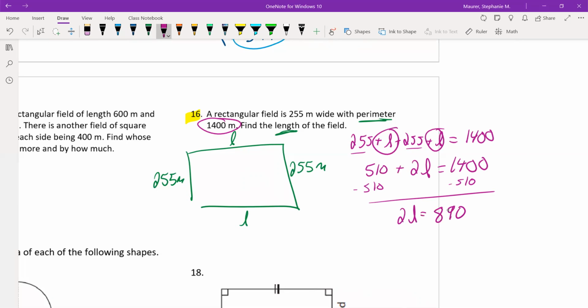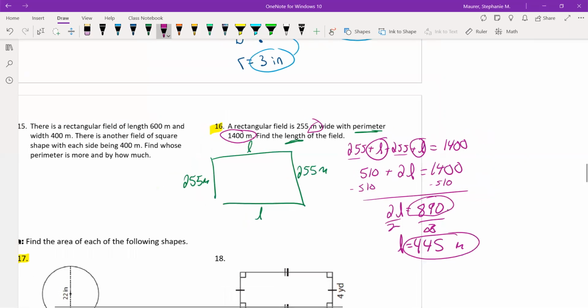Now 890 is the missing value. That's what we need in order to get the perimeter they told us. But if you remember, they're asking us for length, and we have two lengths of equal value. So we need to find a number that if I have two of them would give me 890. So let's just take 890 and divide it by 2, giving me a length of 445. Again, look at that units, and we're talking about meters here.